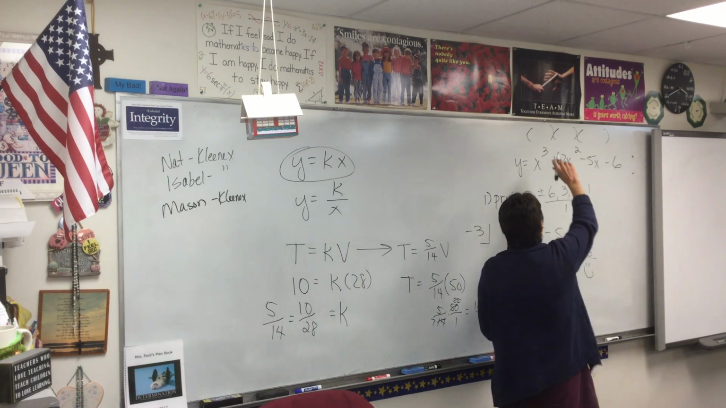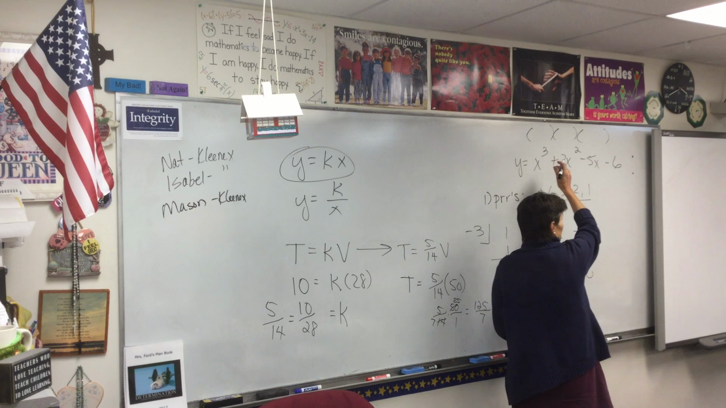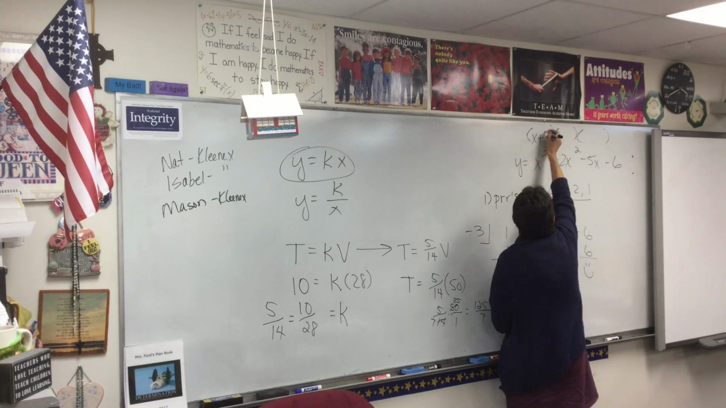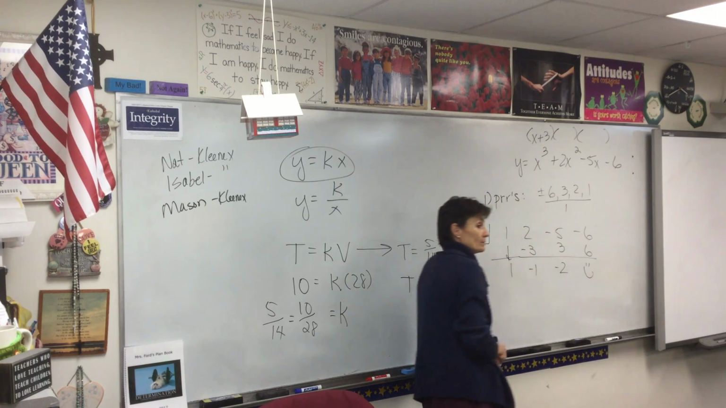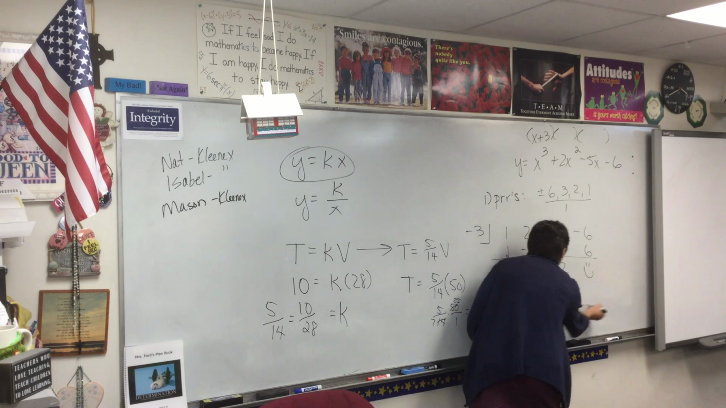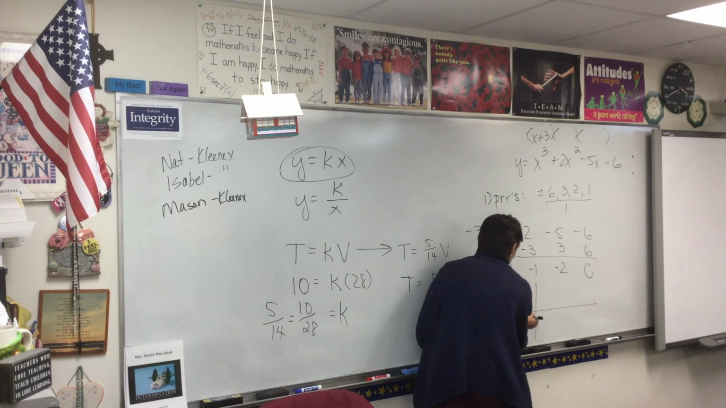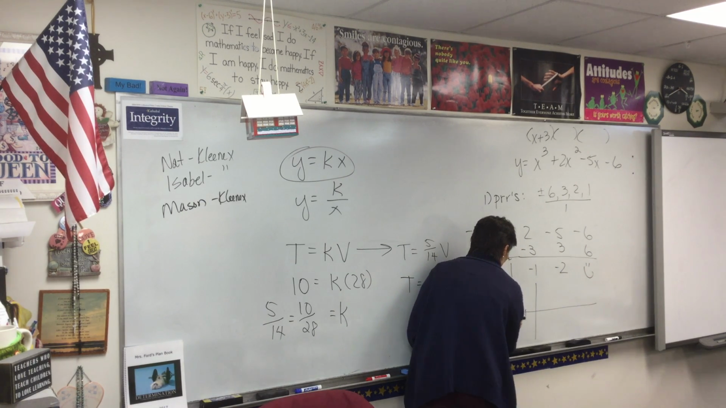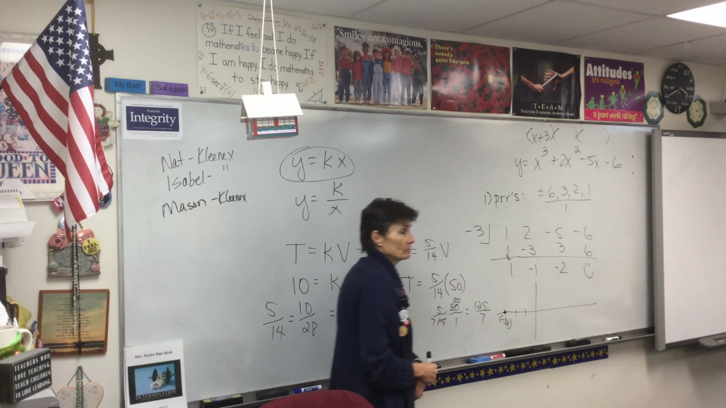Which means, what is my factor? X plus 3 is my factor, because this is the dot. When I go to graph this thing, there's going to be a dot at -3, because it gave me a 0.